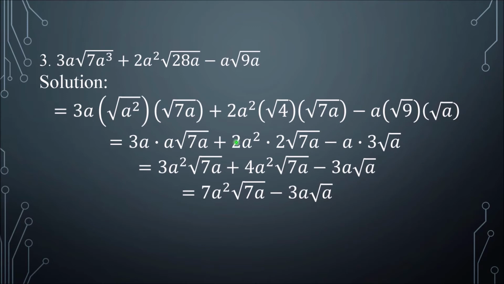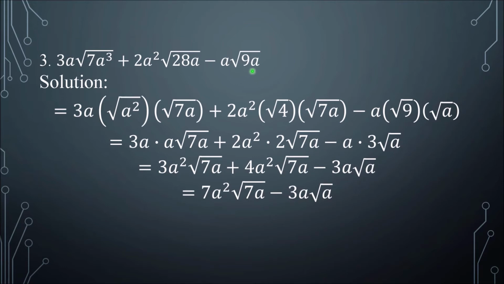Next, 2a squared is the coefficient, and 28 has a factor of 4, which is a perfect square. So square root of 4, and then what is left is square root of 7a, because 4 times 7a is 28a.